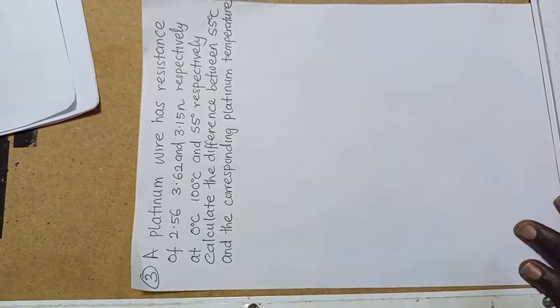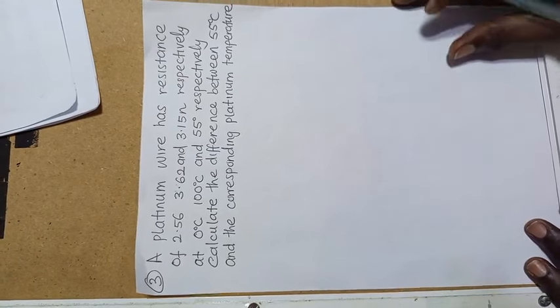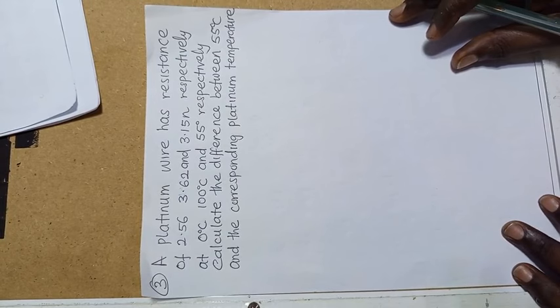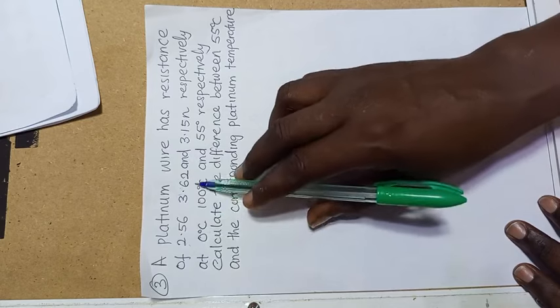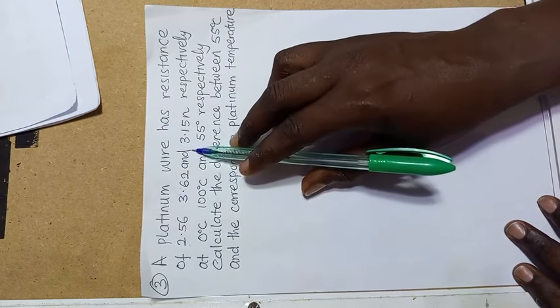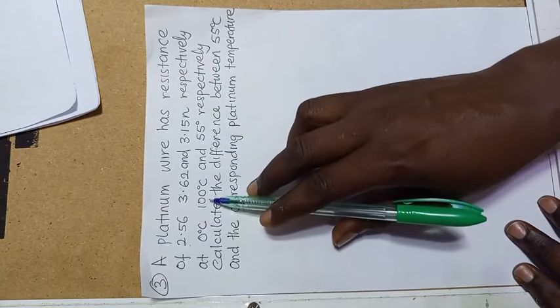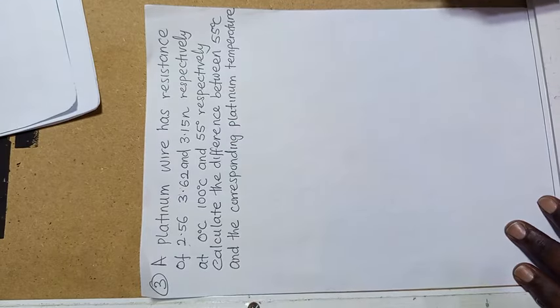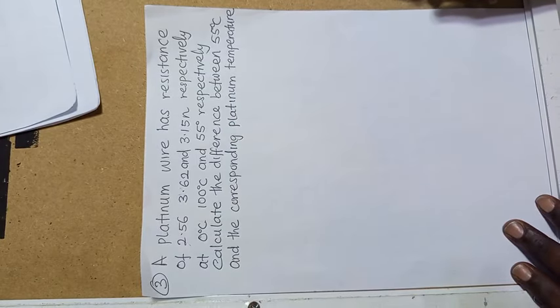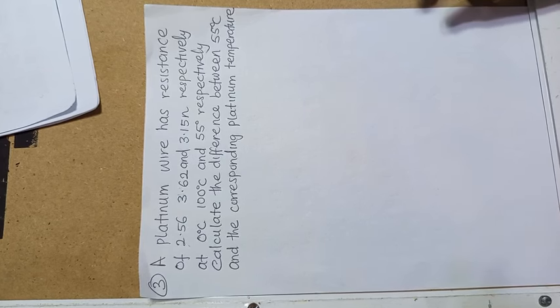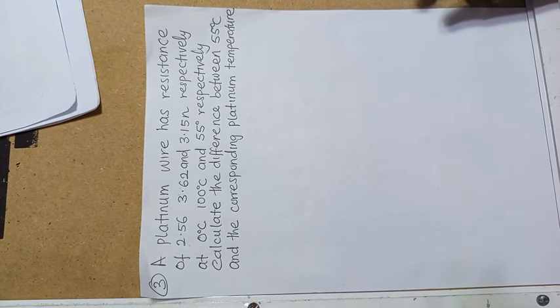Let me just add one more to it quickly. This one says a platinum wire has resistance of 2.56, 3.62 and 3.15 respectively at 0, 100 and 55 degrees respectively. So calculate the difference between 55 degrees Celsius and the corresponding platinum resistance temperature.